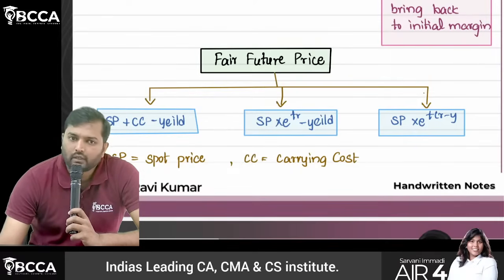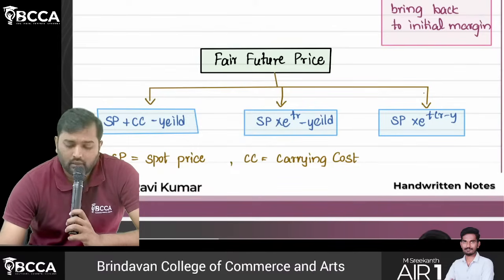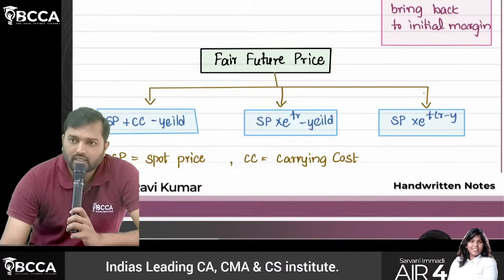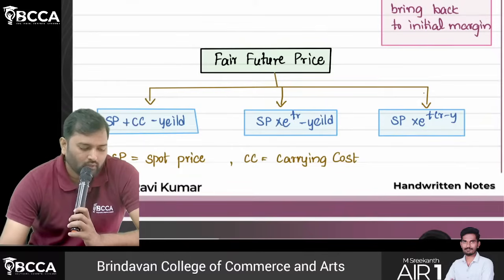But here in derivatives we do continuous compounding because derivatives are traded continuously. So spot price is nothing but a principal. That is an outflow as on today, and for that we need to add interest. How do we add interest? By doing continuous compounding. So that's why spot price into e power T into R minus yield.